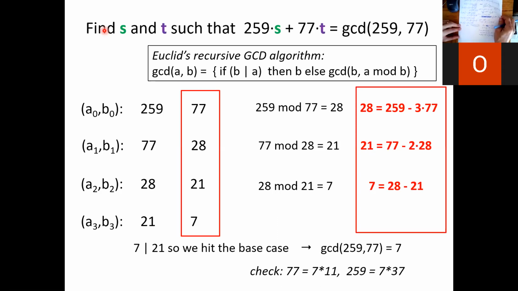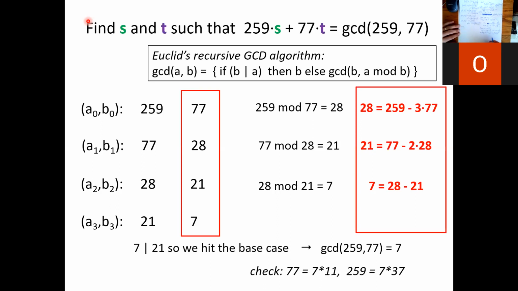Okay, so I'm almost there, right? Because now I have a combination that describes 7 as a linear combination of these two. And where do I see them? I have 28 as a linear combination of these two. So all I need is to basically use 28 here and to put it here. And what I did before was to put 21 into here. Okay, so let me do that.